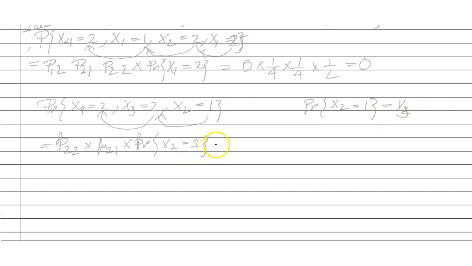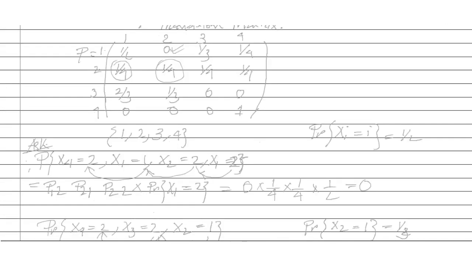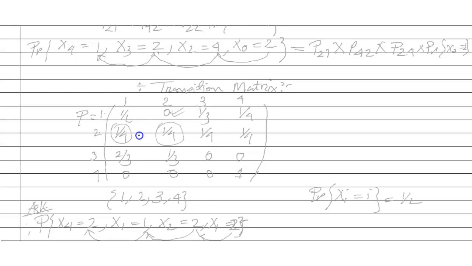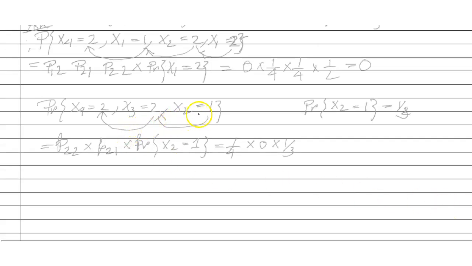So whatever I get from the transition matrix: 1/4 into 0 into 1/3. How do I get 1/4? P22 is equal to 1/4, and another factor, P21 is equal to 0. Sorry, it is not P21, I am writing wrong, it is P12, because 1 to 2. You will see in my diagram this is my arrow, so my chain is going from 1 to 2, so it is 0. That's why this value is 0.